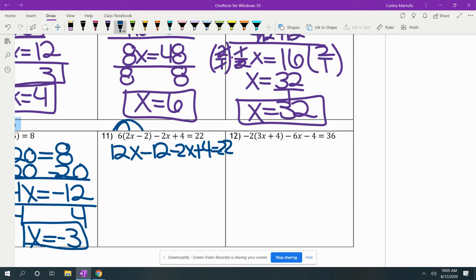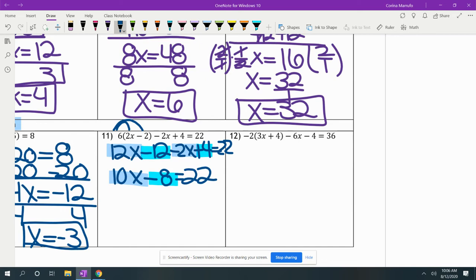Then your next step is going to be to combine like terms. We have two sets of like terms. We have this 12x and this negative 2x, and together that gives us 10x, because 12 minus 2 gives you 10. Our next set of like terms is negative 12 and positive 4. Negative 12 plus 4 gives us negative 8. And all of this is equal to 22.